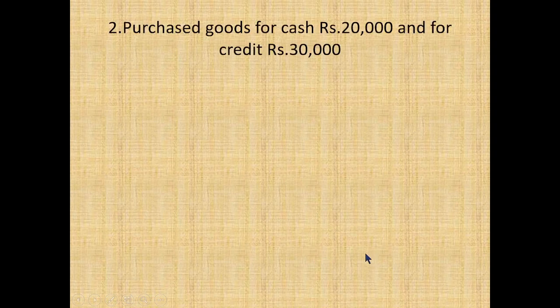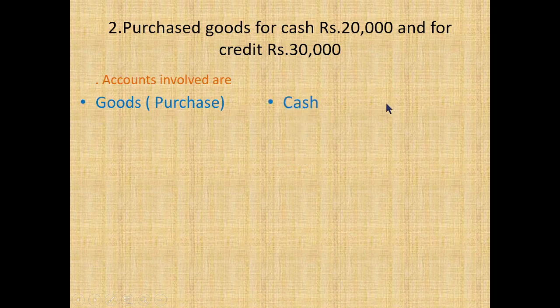Next example, purchased goods for cash rupees 20,000 and for credit 30,000. Here business purchased goods worth total rupees 50,000. In that 20,000 paid and 30,000 yet to pay. So in this transaction, accounts involved are goods. Normally goods purchased, the account name is purchase account. Next is cash account, and the credit, name of the creditor is not given, so the common name is creditor account.